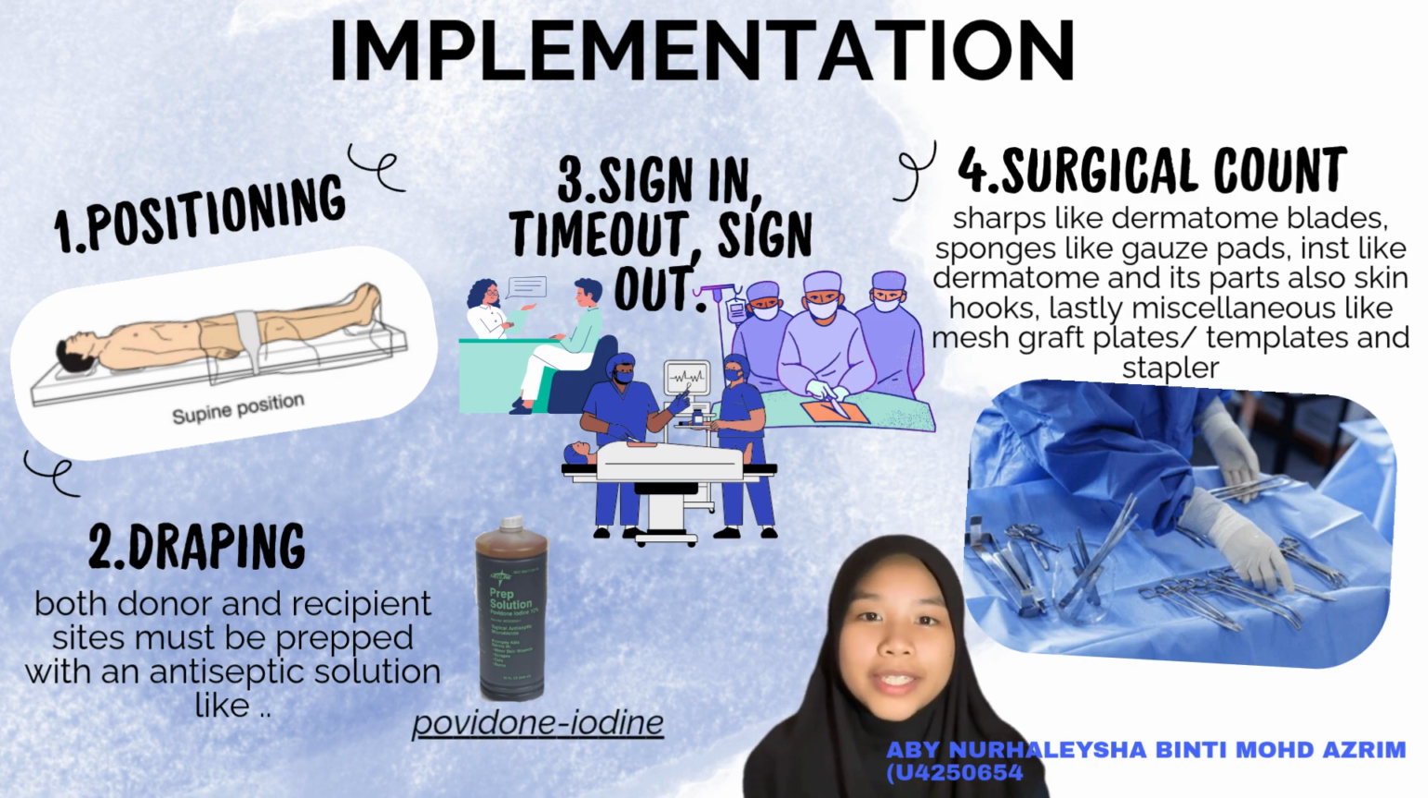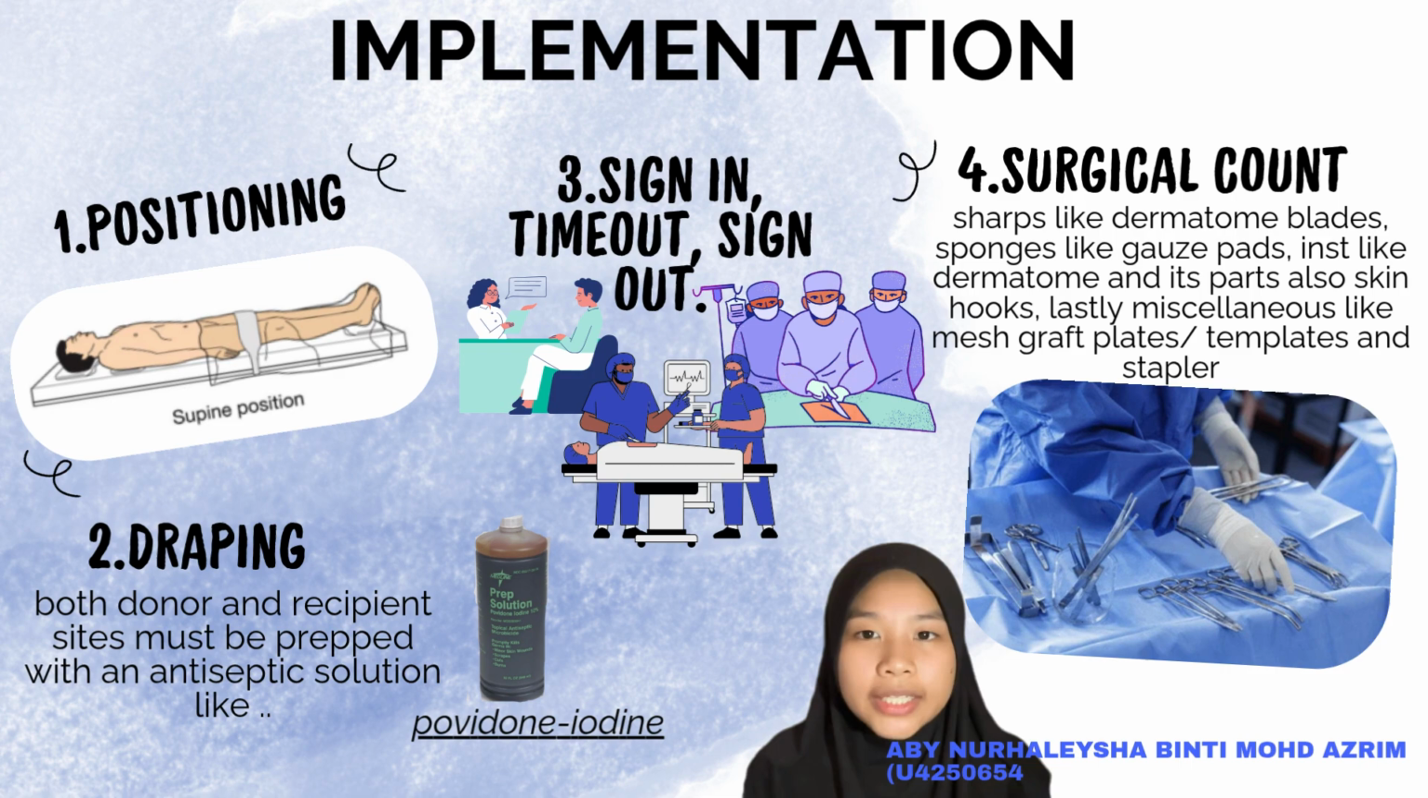Now, I will explain the implementation phase of the procedure. First is positioning. The patient is placed in supine position, which means lying flat on the back. This allows the surgeon easy access to both the donor and recipient sides. Next is draping. Both the donor and recipient areas are cleaned using an antiseptic solution such as povidone iodine to reduce the risk of infection. After that, sterile drapes are applied to maintain a sterile field.